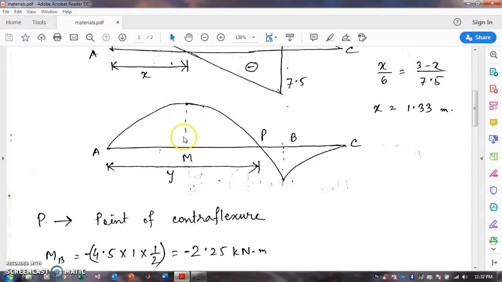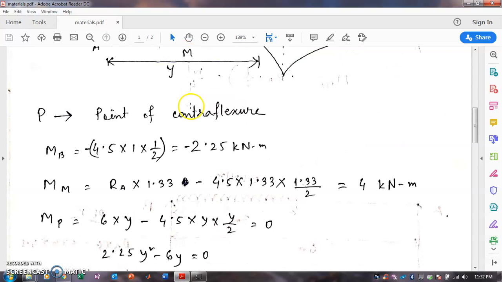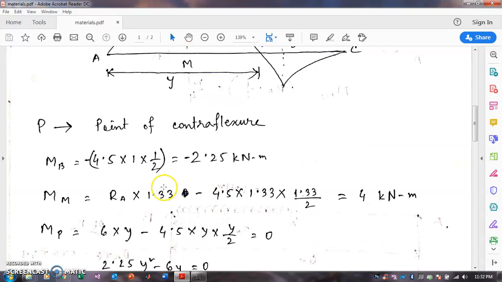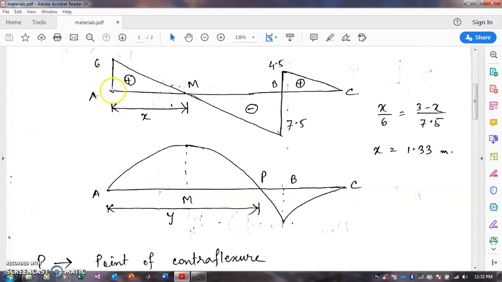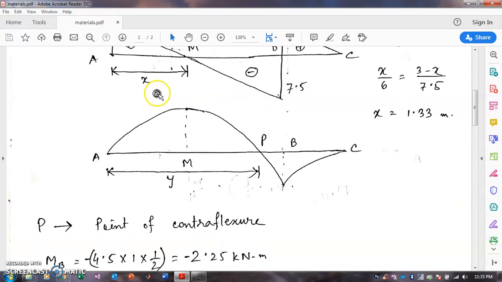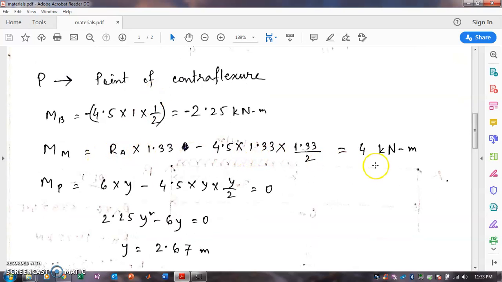And next, the bending moment at M, that is the maximum bending moment, where the shear force changes its sign. Taking from the left hand side, the RA into this perpendicular distance, that is 1.33 meter. So 6 into 1.33 minus this portion of UDL, that is 4.5 into this distance x, that is 1.33, into the perpendicular distance, that is the distance from the midpoint, that is 1.33 by 2. So this length, that is this, it is 4 kilonewton.